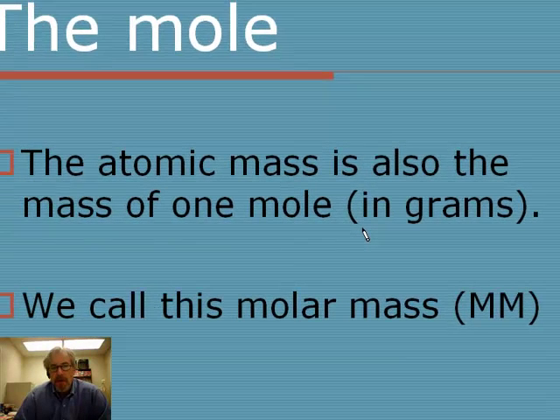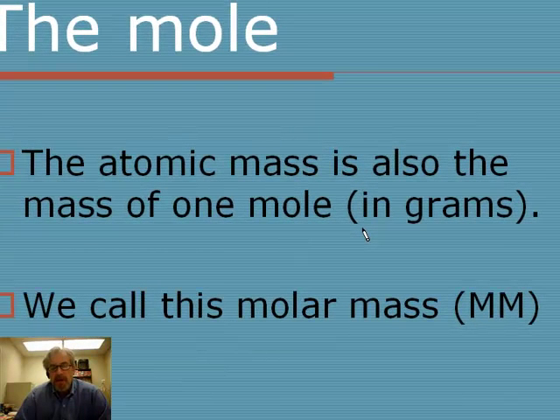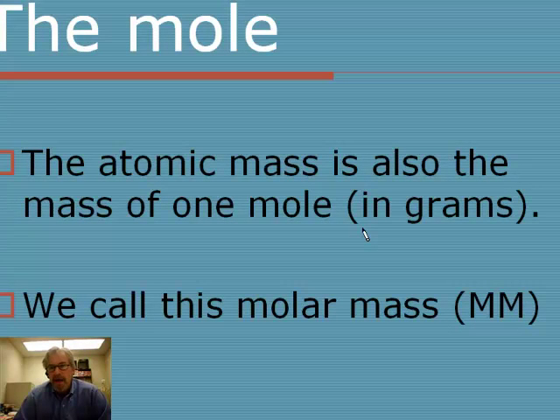The atomic mass that you read on the periodic table, like when we read 1.008 for hydrogen, that's the mass in U's of one atom, but it's also the mass in grams of 1 mole. And that has to do with the fact that both the AMU, the atomic mass unit, and the mole are based on carbon-12. So that's not a coincidence. That was planned that way.